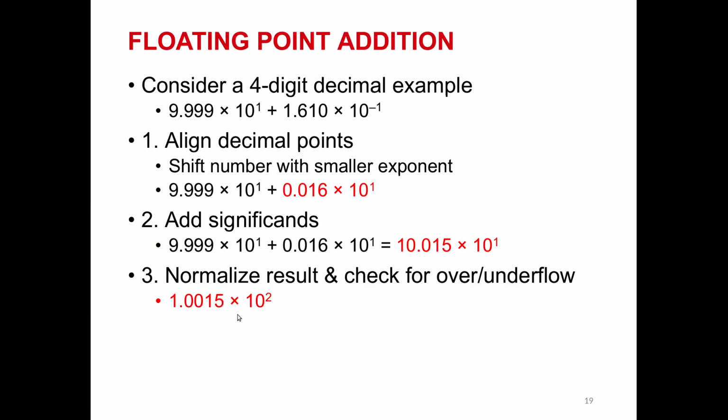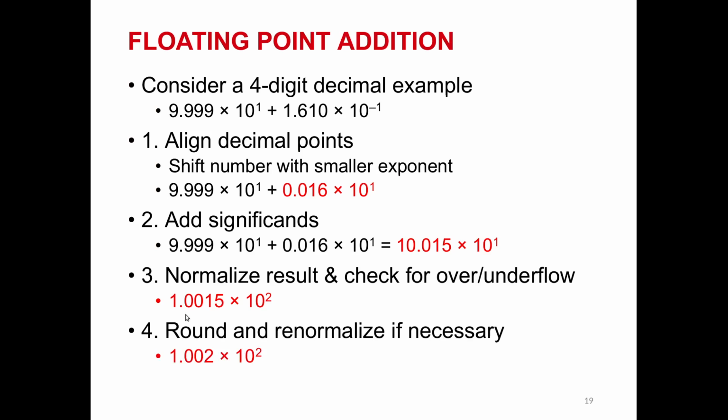And now this is the correct format for the floating point, but whether this value can be shown by the significand or not, we have to check it, and then we need to round and renormalize the value if necessary. So here we round it to 1.002, and the exponent is kept the same.